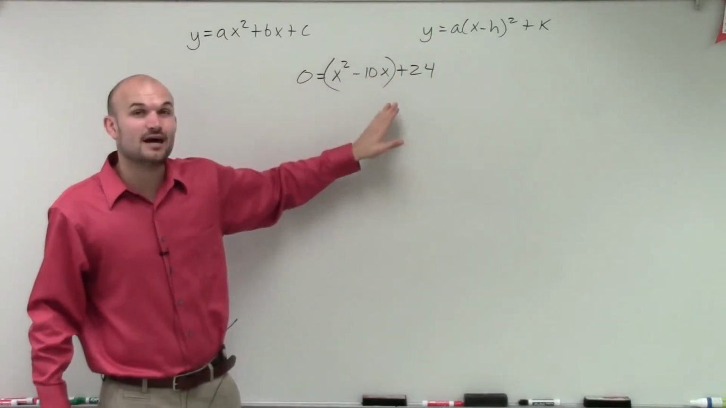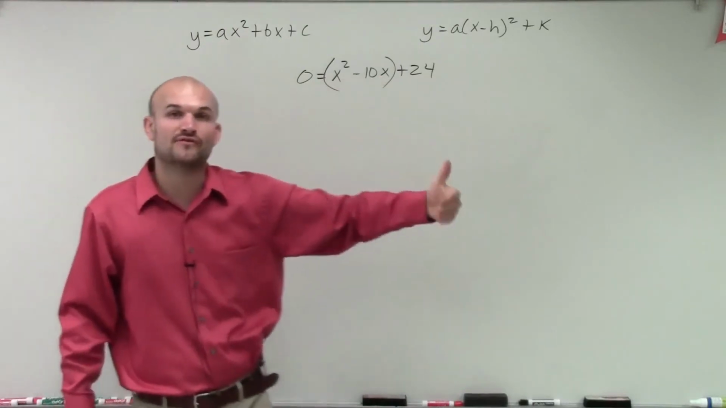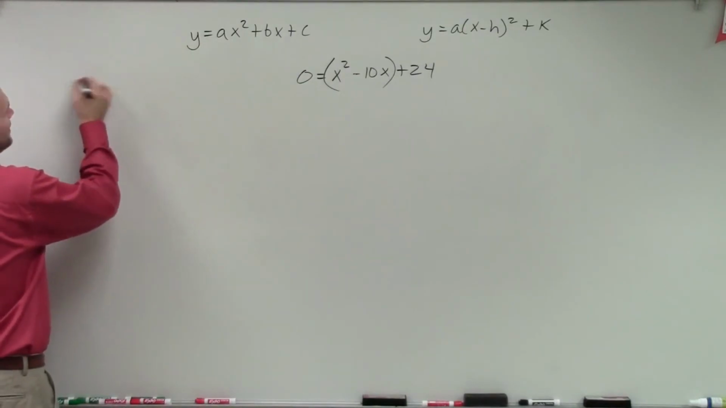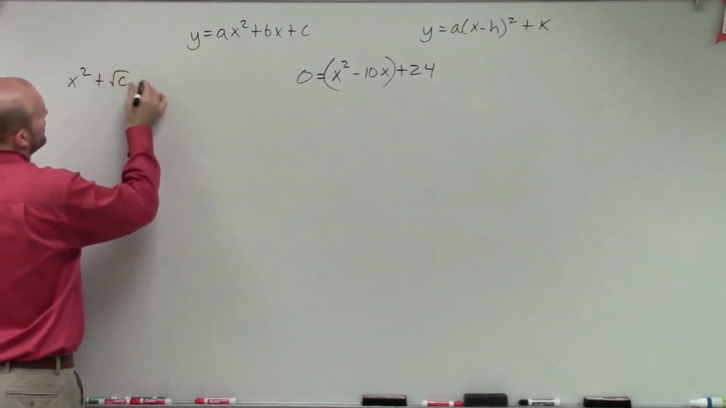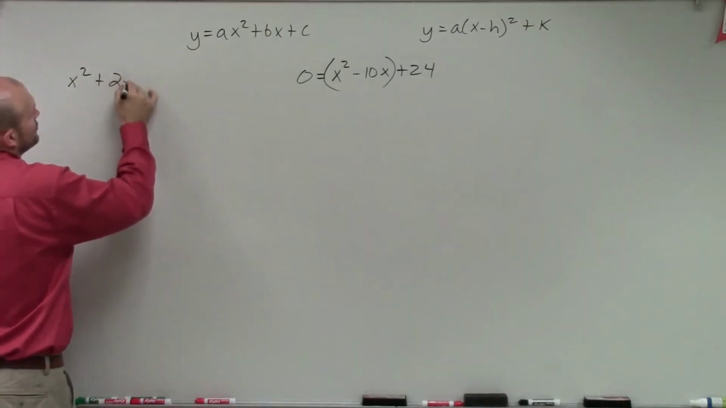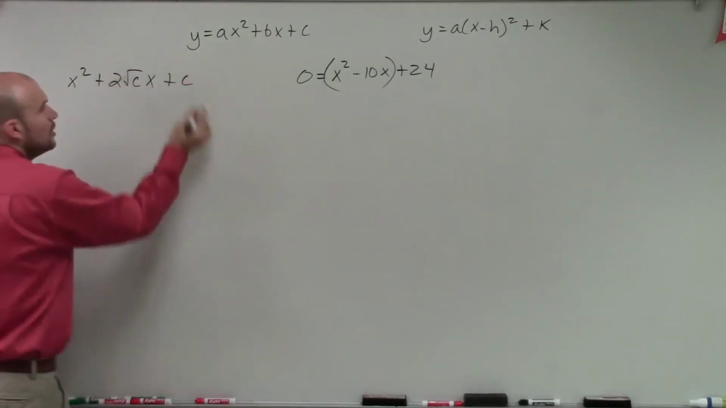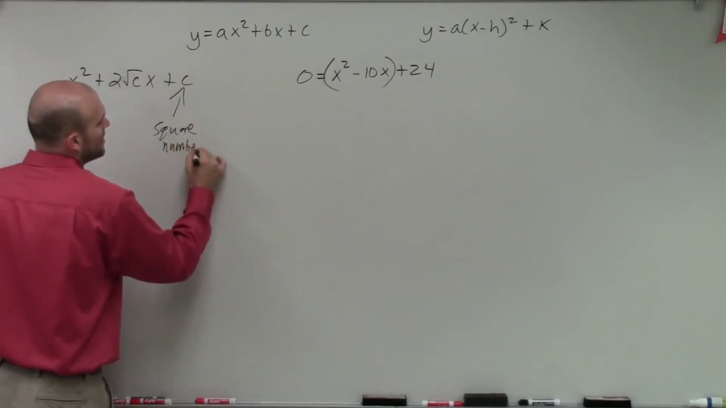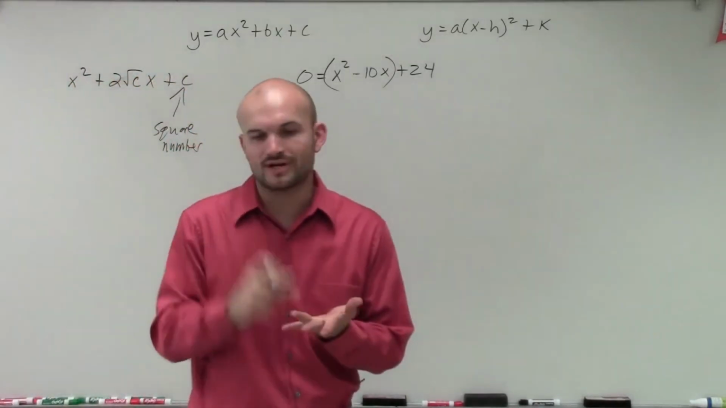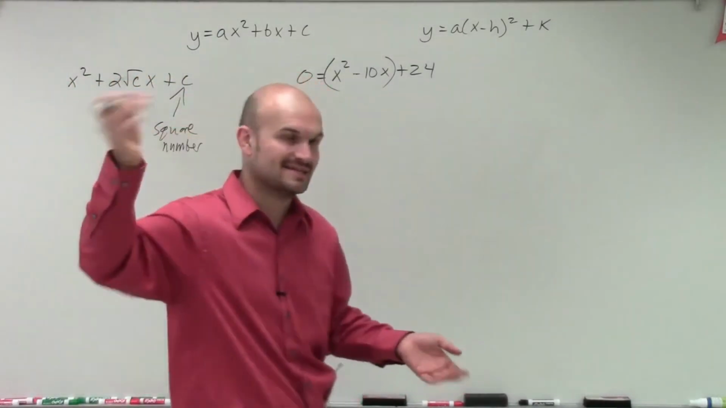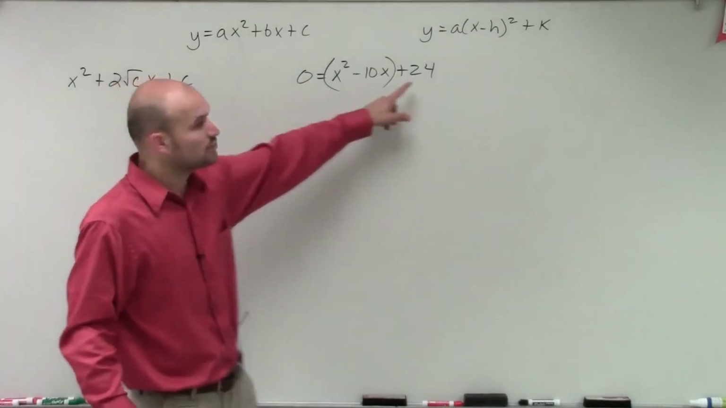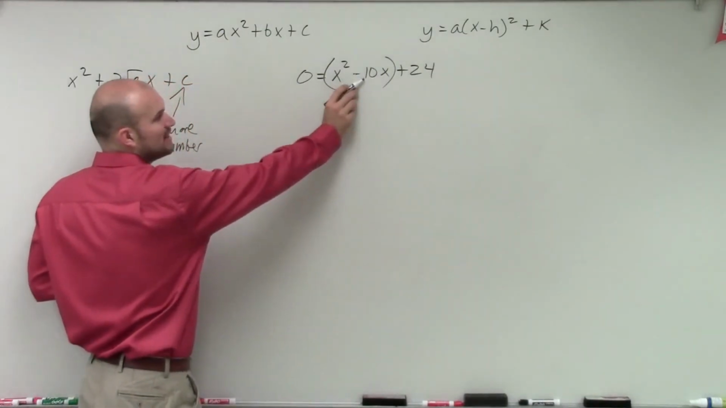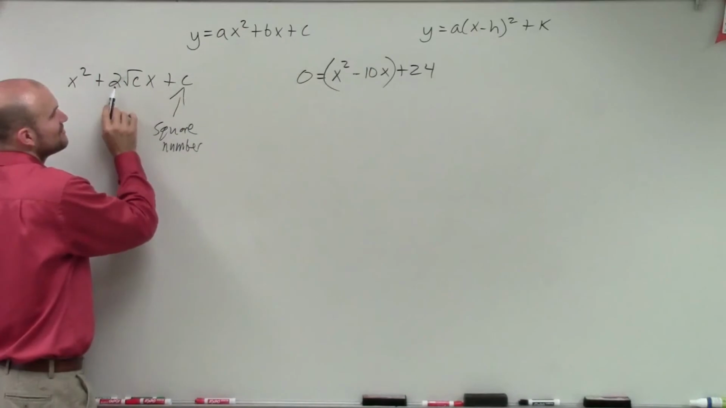So I need to create a number. I'm going to add a number inside of this that's going to make a perfect square trinomial. And if you remember, a perfect square trinomial looks like this: x squared plus 2 times the square root of c times x plus c, where c is a square number. Remember our square numbers were 1, 4, 9, 16, 25, 36, on and on. 24 is not a square number, so I'm going to create a square number that's going to be a part of this. Now remember, these are related: times 2 times the square root of c.